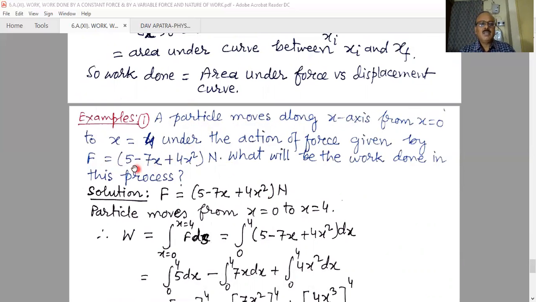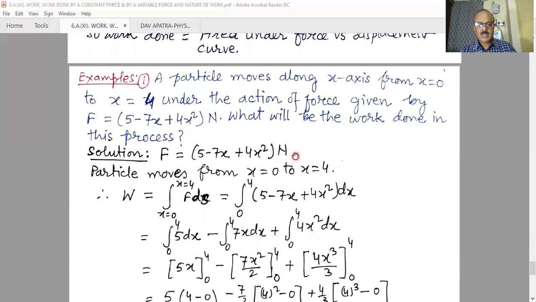Then here F is 5 minus 7x plus 4x squared. That means it is a function of x, for different values of x. That means at different points F will be different. Now, work done by a variable force: the starting point is x equal to 0 and the final point is x equal to 4. How can you find the work done? In this type of question, we have to take the help of integration, or the method of calculus. Now this is a very simple method. Force is this and displacement is this. For a very small displacement, let us suppose F ds or F dx.